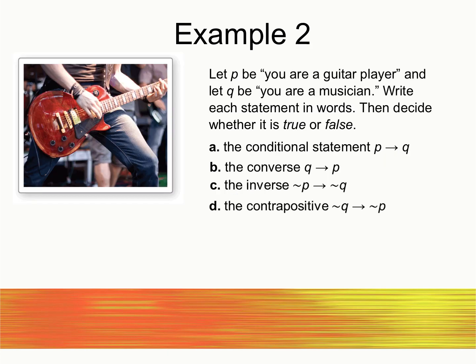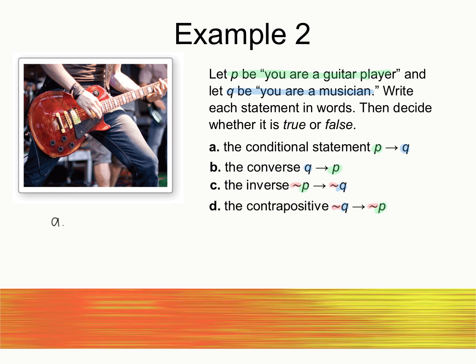Looking at example number 2, it says let P be guitar player and let Q be musician. Write each statement in words, then describe whether it is true or false. So they're giving us how they want us to write it. We have our P, you are a guitar player. Look at where all my P's are going. And then my Q is you are a musician. And then don't forget, you are negating some of these.